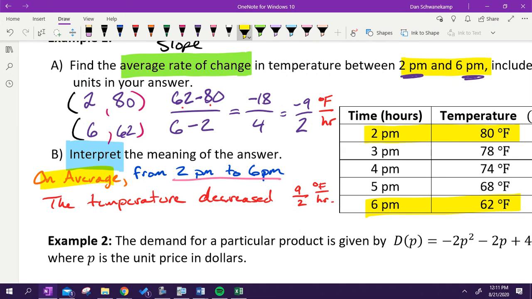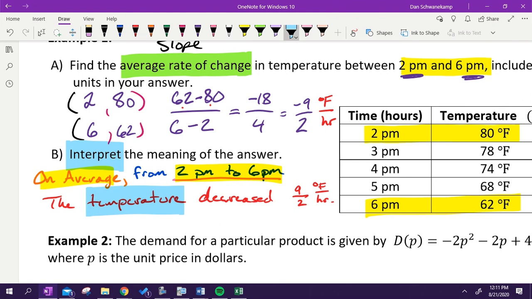We said on average. It makes sense. It's on average. You have to say the time interval. That's the number one thing students will forget. What was changing? Well, it was the temperature. What did it do? You could just say the temperature changes negative 9/2 degrees Fahrenheit per hour. That's fine. I said decreased because it makes more sense. And then what the value was with the units.